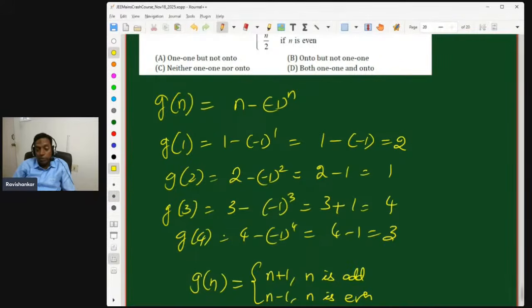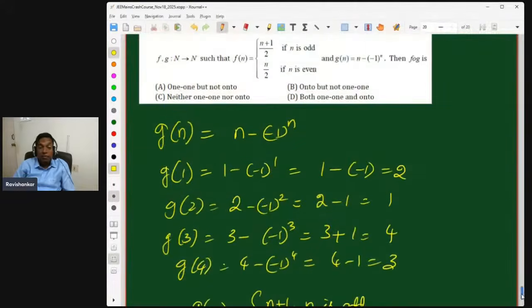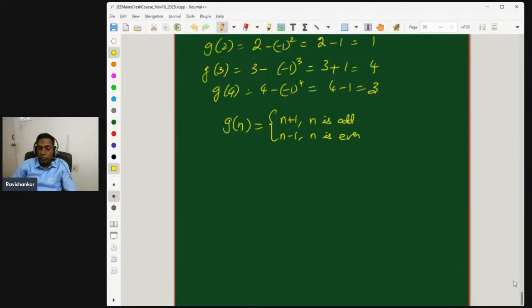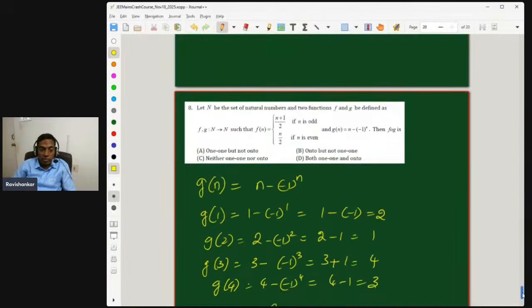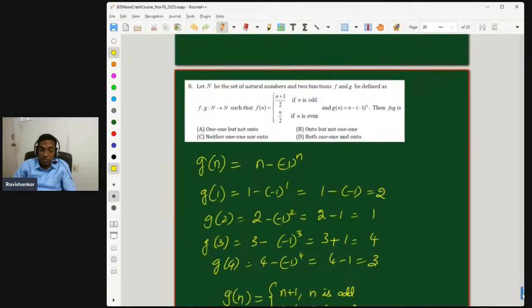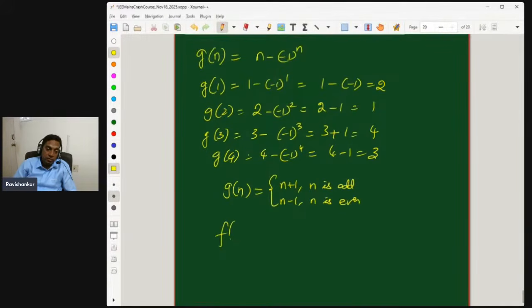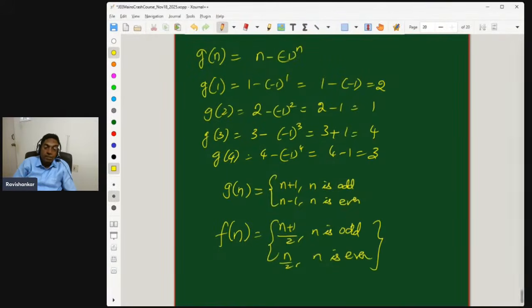Okay, but why do we write it like this? Because we want to know, do we want to know whether n is odd or even? No. Actually, what we want, f of n is (n plus 1) by 2 when n is odd, n by 2 when n is even. What we want in the question is f of g.